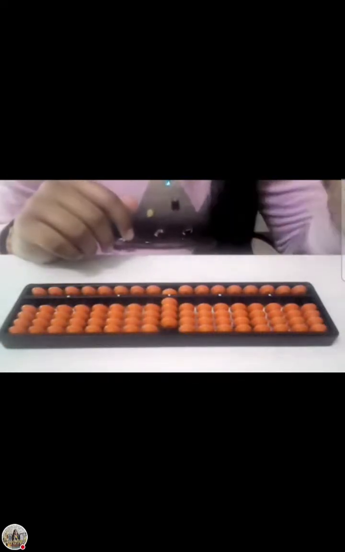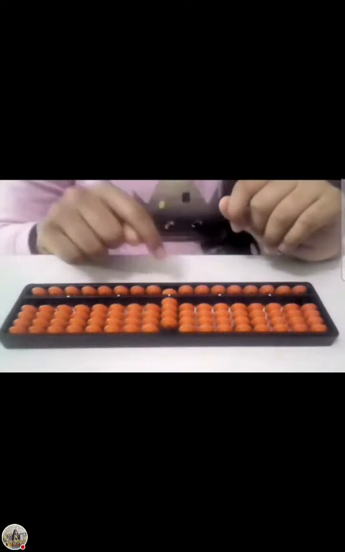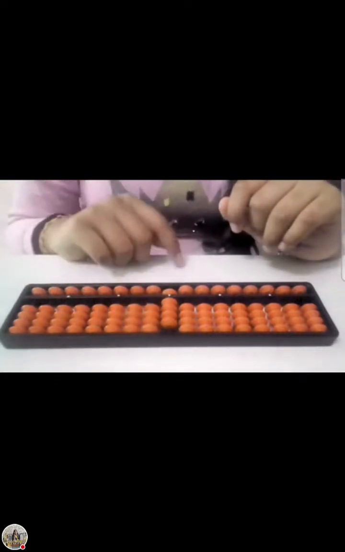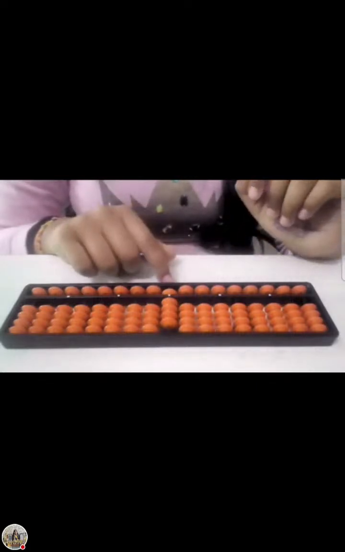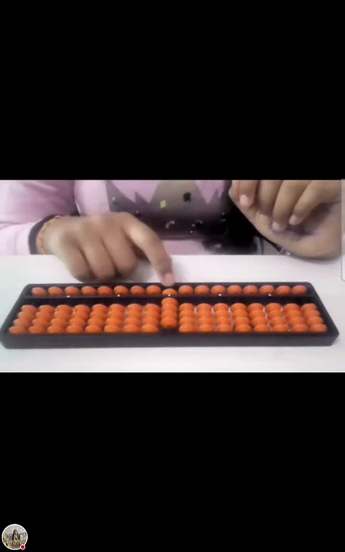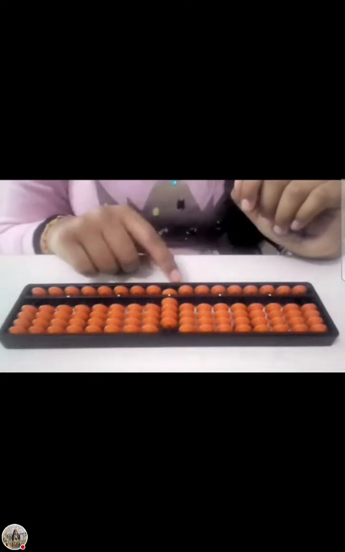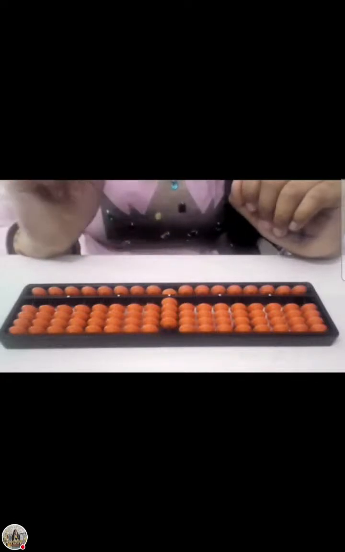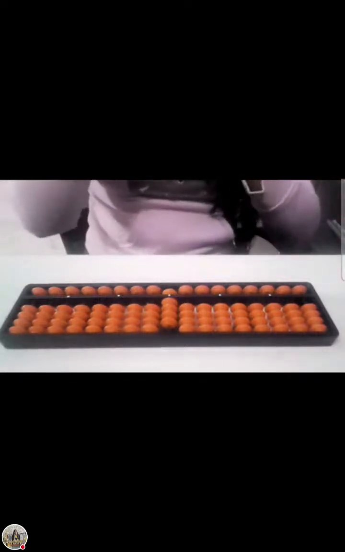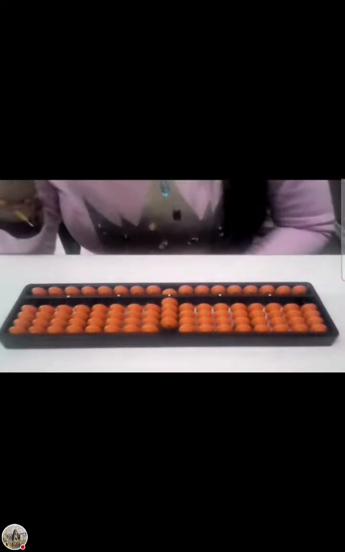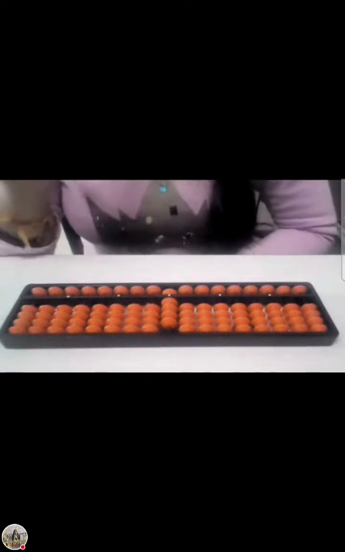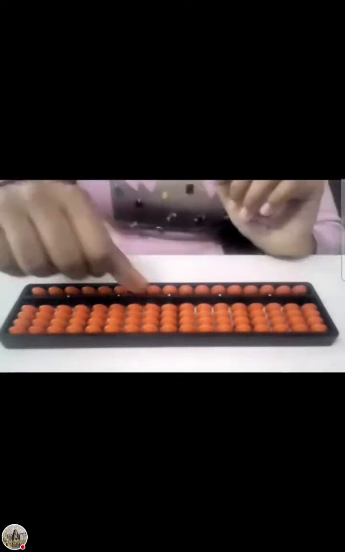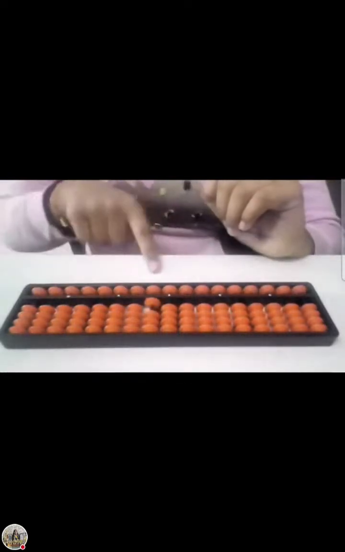Now, in 9 I have to add 1. I can neither use the direct concept because there is no bead left here, nor can I use the small friends because here 5 is already being used. So what will I do? I will take the help of big friends. When I take the help of big friends, I have to first take a partner. So what is the partner of 1? 9. So what will be the formula? Minus 9 plus 10. So our answer will be 1, 0, 10.